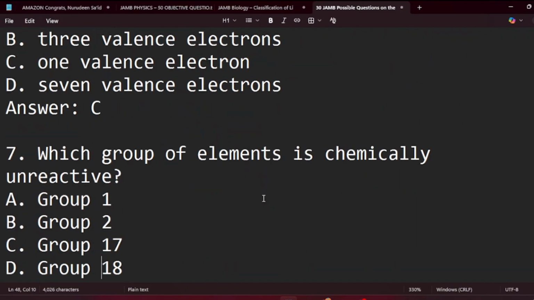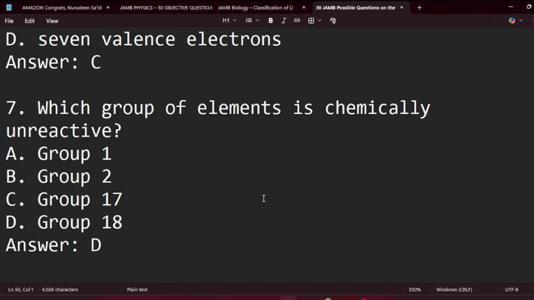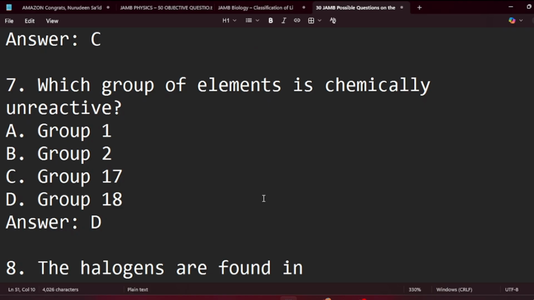Question number 7. Which group of elements is chemically unreactive? A. Group 1, B. Group 2, C. Group 17, D. Group 18. The answer is D, which is group 18.